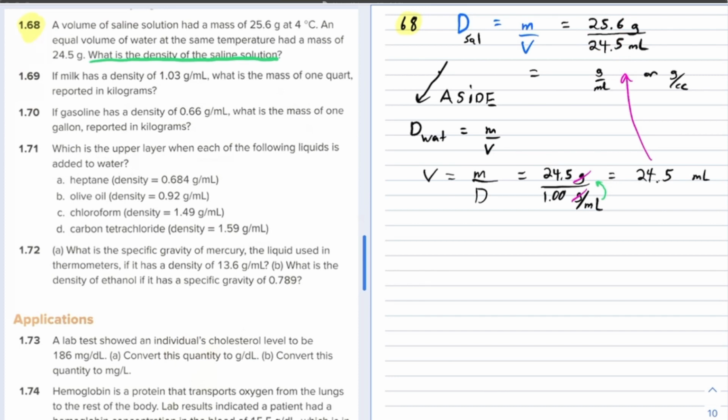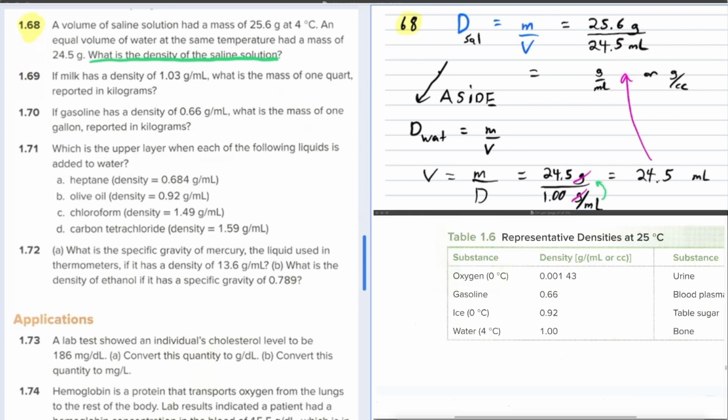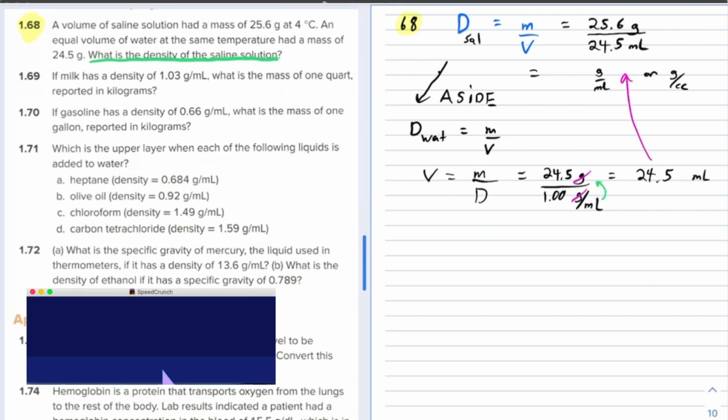Now let's calculate this. Let's break out the calculator. 25.6 over 24.5, and that comes out to, did I do that wrong? 25.6 over 24.5, and okay, I didn't quite get the full answer. There it is, 1.044897. So that's going to be equal to 1.04489. Lots of digits there.